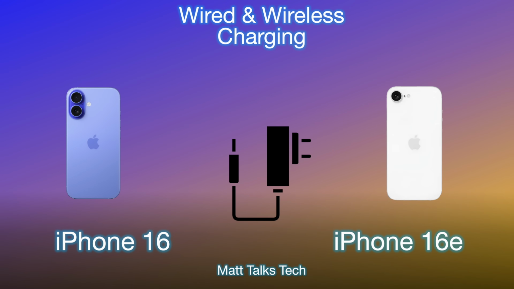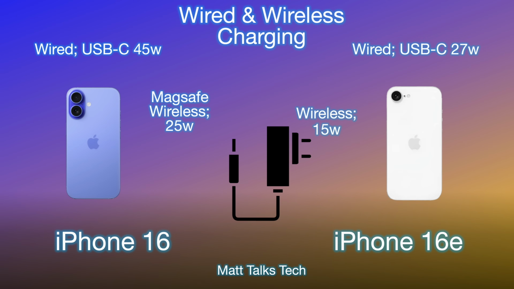Then for the wired and wireless charging, this is where we've got some big differences again. We do have USB-C charging on both of them, but with the 16 we get up to 45 watts wired charging, and then with MagSafe wireless charging, if you get the brand new official MagSafe charger from Apple, you can charge up to 25 watts wirelessly with the 16. But with the 16e, you only get up to 27 watts with a USB-C cable, and then you only get 15 watts wireless with no MagSafe whatsoever. Straight away, I'm a big fan of MagSafe, so this would be helping me to go towards an iPhone 16 and pay out for one of these instead of the 16e.